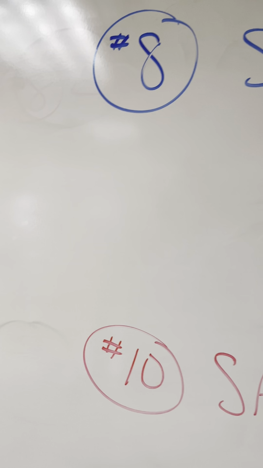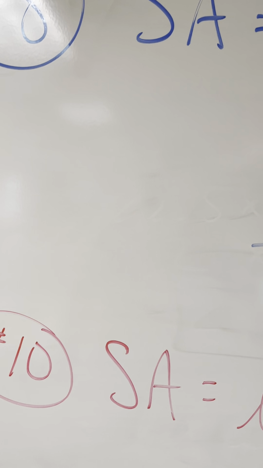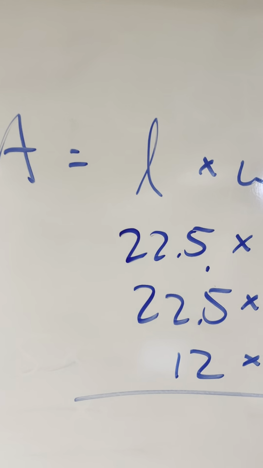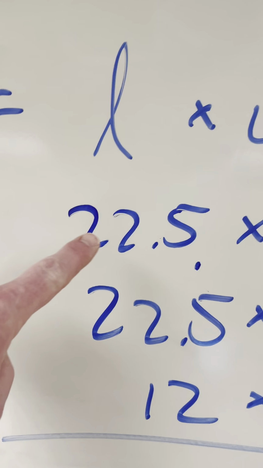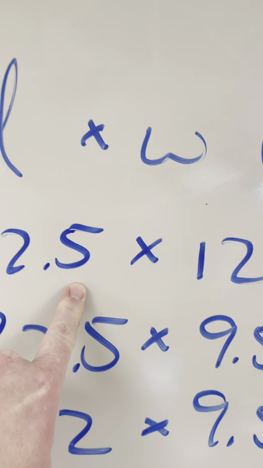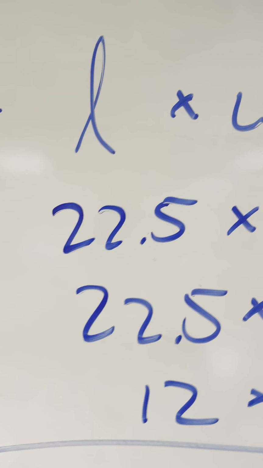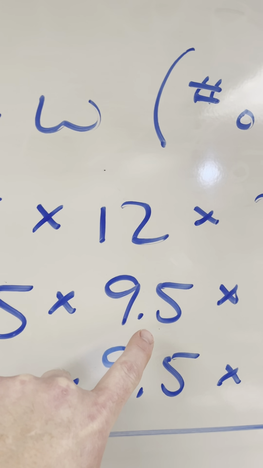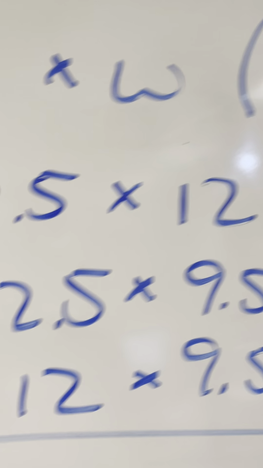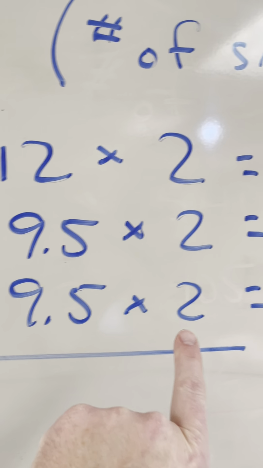Actually, since we're up here, let's jump to 8 and 10. As opposed to volume, 8 and 10 have to do with what's called surface area. And surface area is just the outside surface. And so there we have the length and the width, but the number of sides. And there's 6 sides. So one side is 22.5 centimeters by 12 centimeters. And there's 2 of those sides. Another side was 22.5 centimeters times 9.5 centimeters. And again, there's 2 of those sides in the tissue box. There's 2 more sides, one that's 12 by 9.5 centimeters times 2 sides.